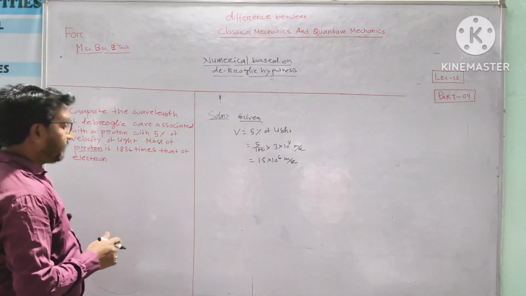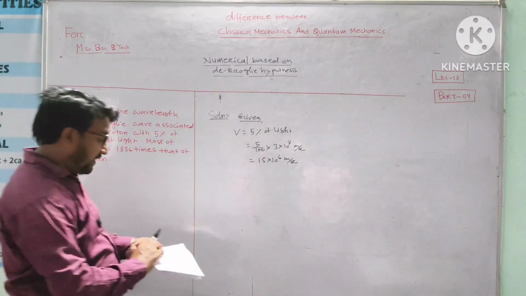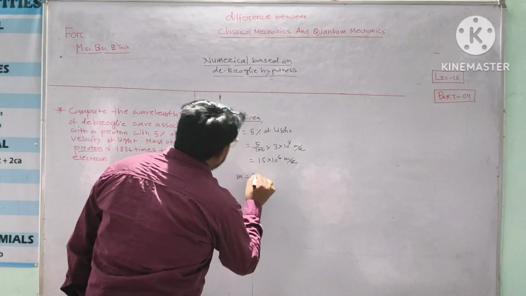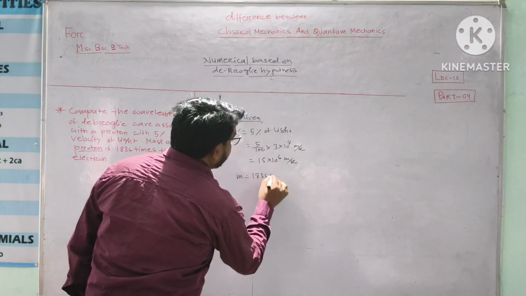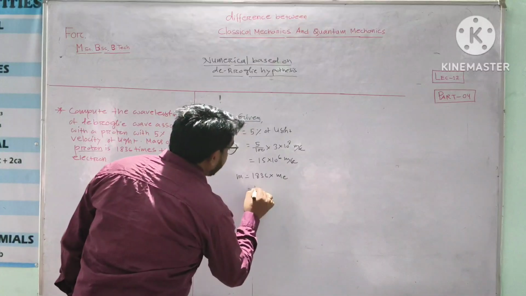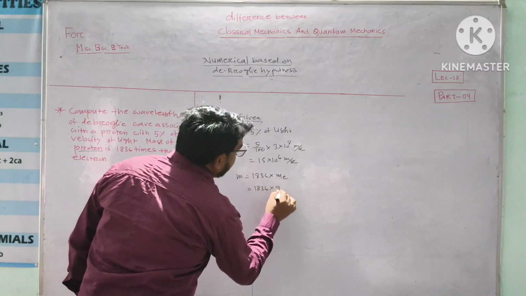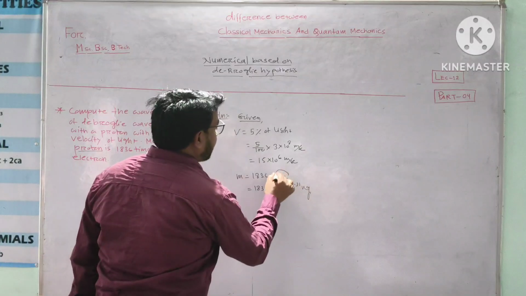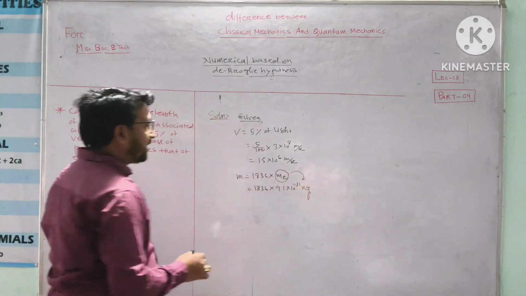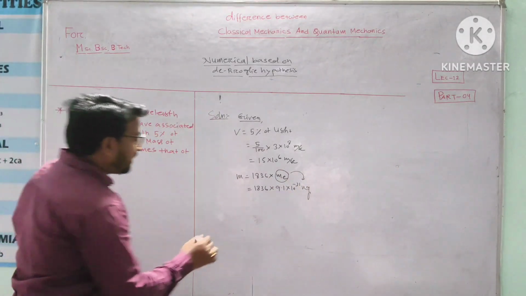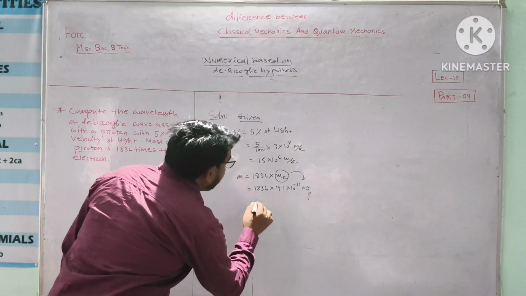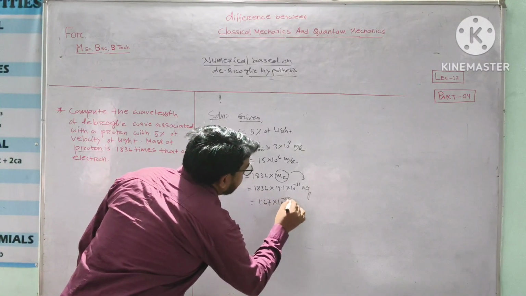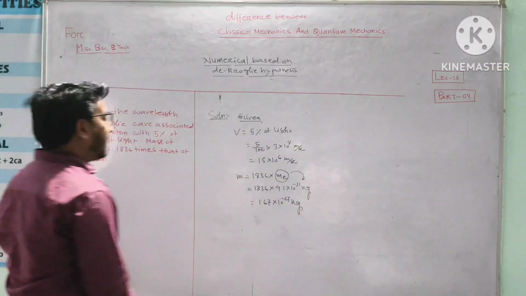Okay. And the mass of the particle is 1836 times the mass of the electron. So we can write 1836 into 9.1 into 10 to the power minus 31 kg, because we know that the mass of the electron is 9.1 into 10 to the power minus 31 kg. So after calculating, we will get 1.67 into 10 to the power minus 27 kg. So this is the mass of the particle.